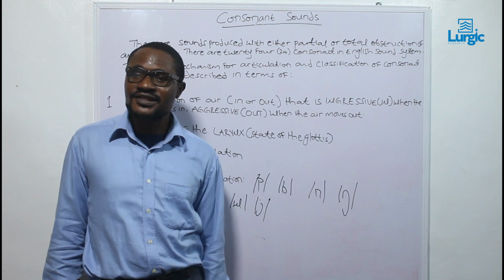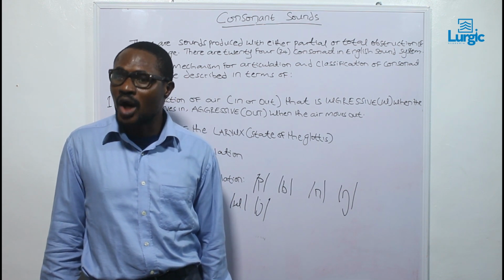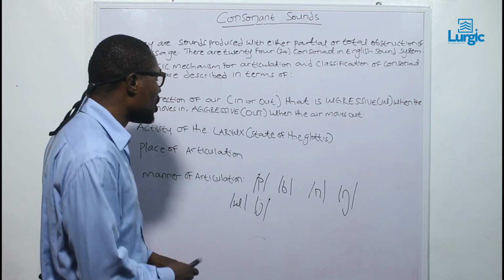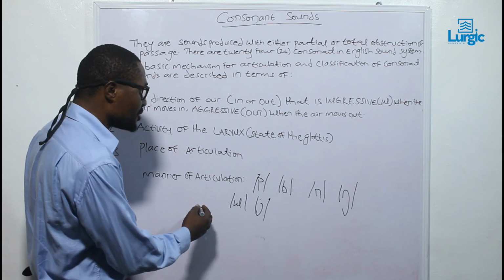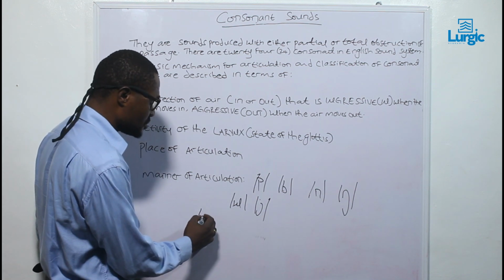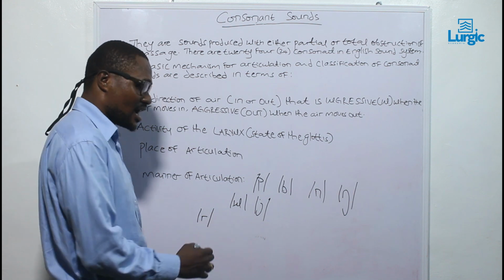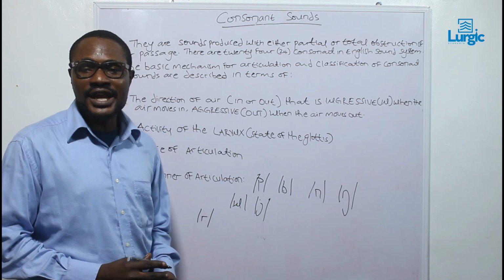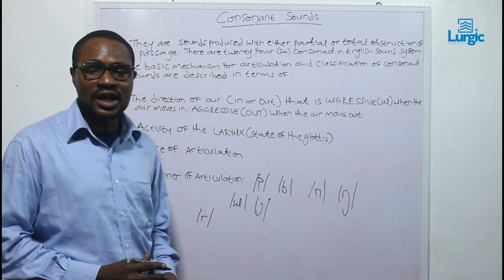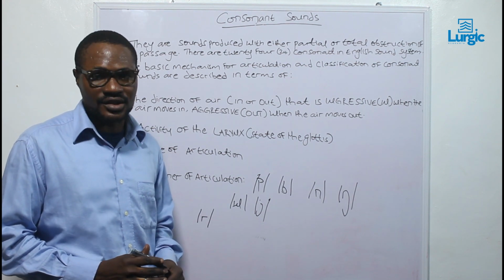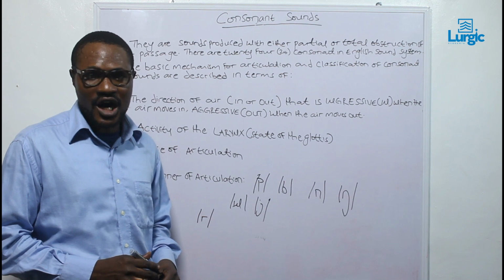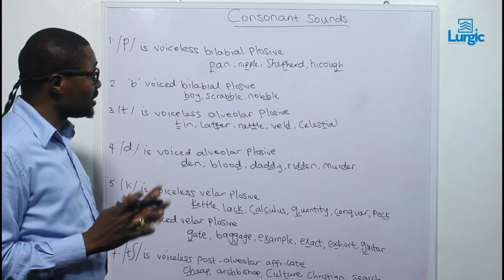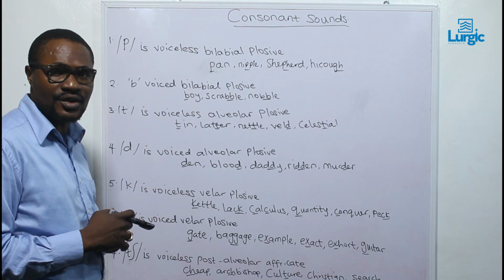Next to this is the lateral or the roll. Here, the lateral or the roll is referring to the r sound. The r sound involves the tongue in this position. There's a folding of the tongue for the pronunciation of this particular sound. Let's look at the sounds one after the other.